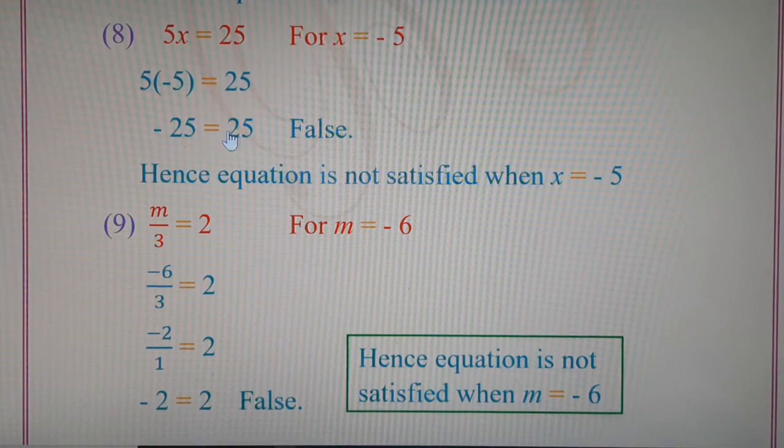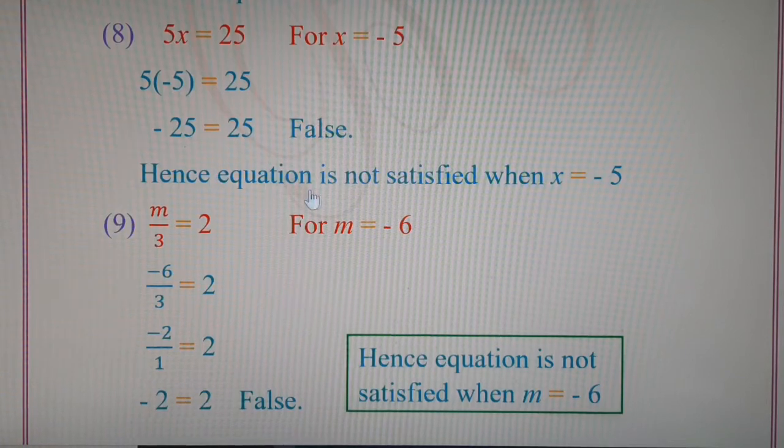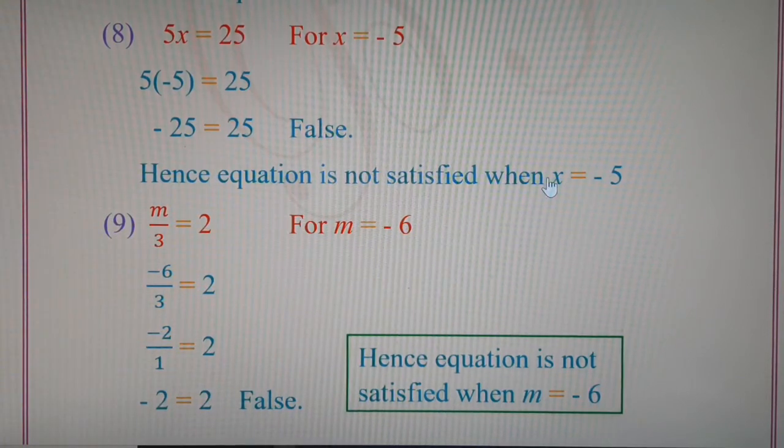And are this left hand side and right hand side equal? No, they are not equal. It is false. Hence we can say the equation is not satisfied when we substitute the value x equal to minus 5.